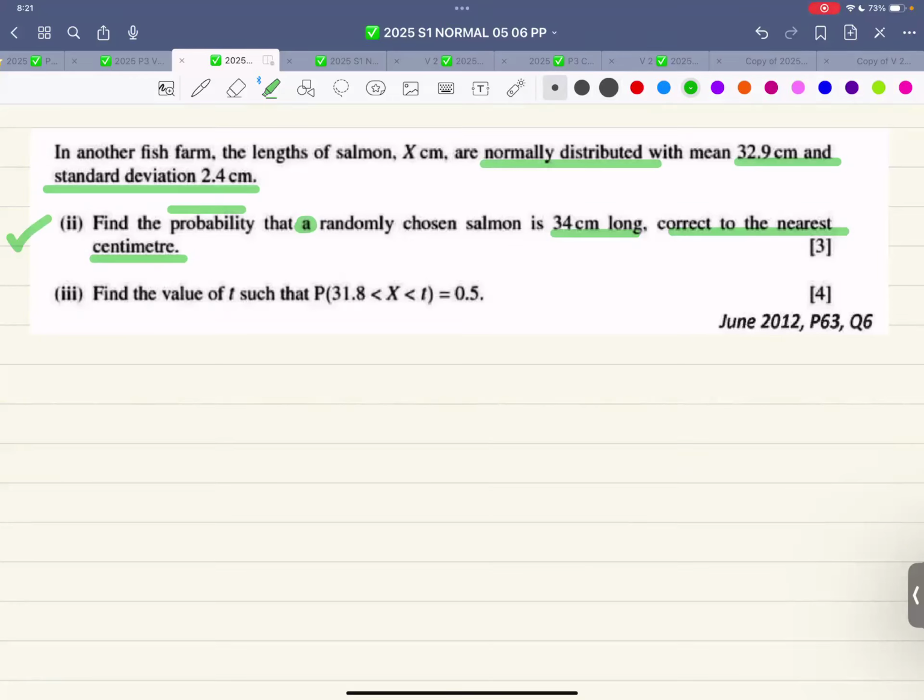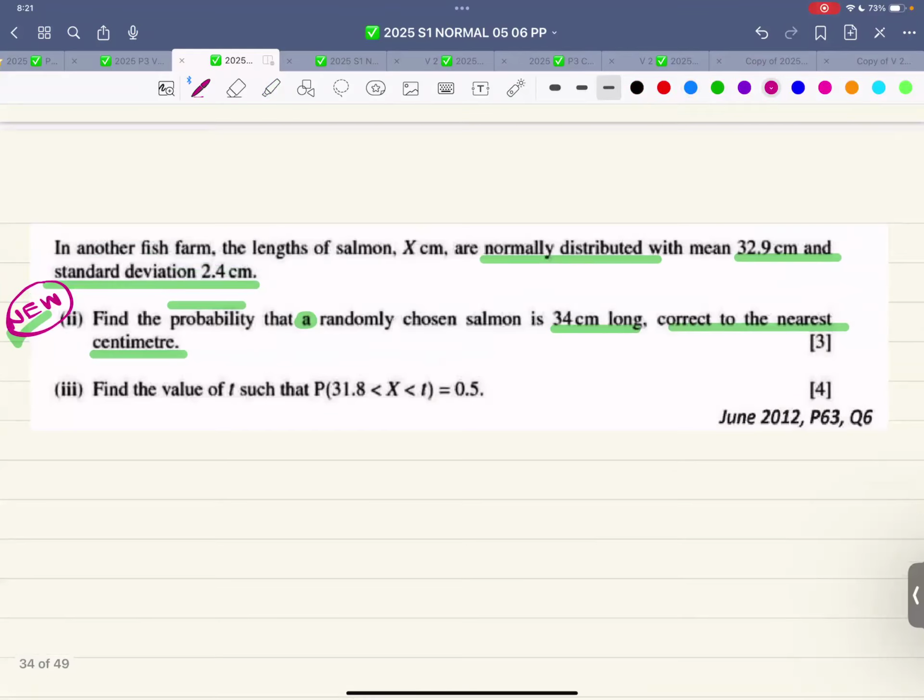Now, this is totally brand new because in normal distribution, we are used to a range. So over here, what will help us? The lower bound and the upper bound of O-level math will help us. It's not about normal approximation. It's just about the nearest thing.